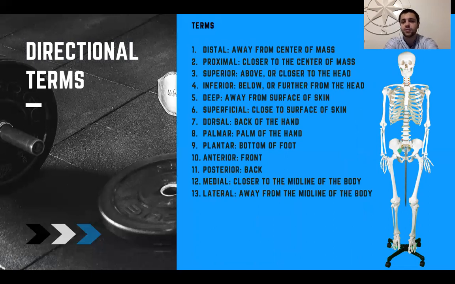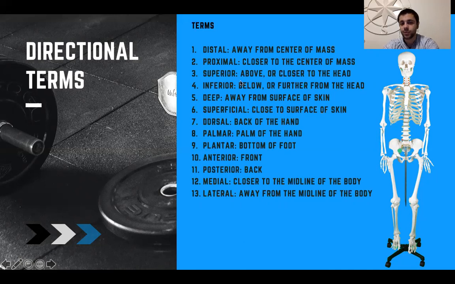So first off, we have distal and proximal. Distal means something is further away from the center of mass, and proximal means something is closer to the center of mass. My center of mass would be right here, about my umbilicus, or my belly button. So my shoulder is more proximal to my center of mass compared to my elbow. My elbow is more distal compared to my shoulder, because the elbow is farther away.